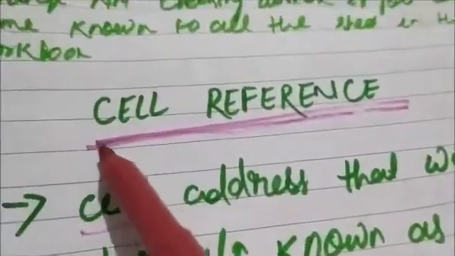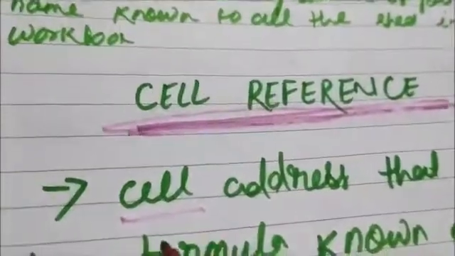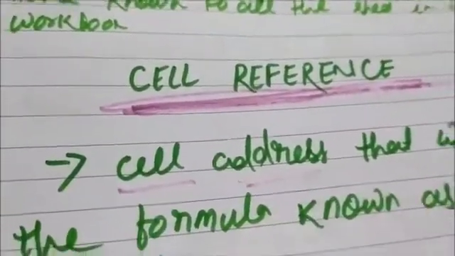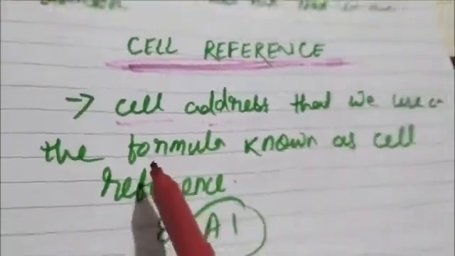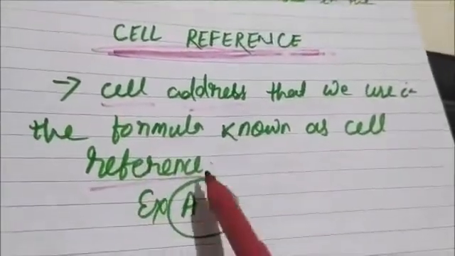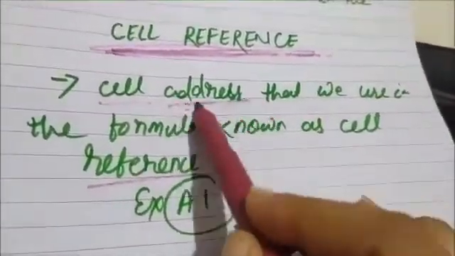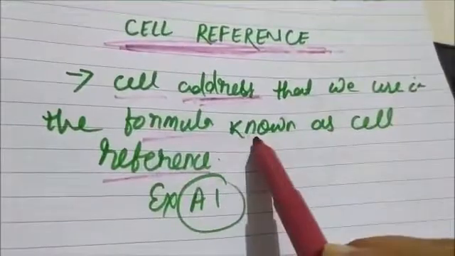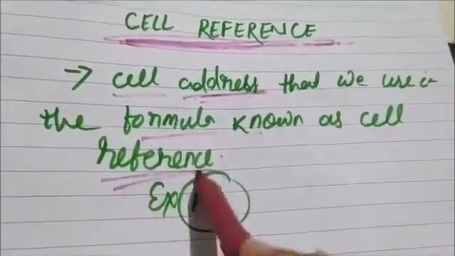We have to discuss now the cell reference. Okay, so what is the cell reference first? The cell address that is used in the formula is known as the cell reference. Okay, so the cell address which we are using in the formula is known as the cell reference.